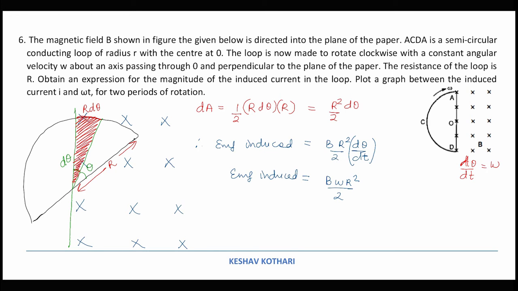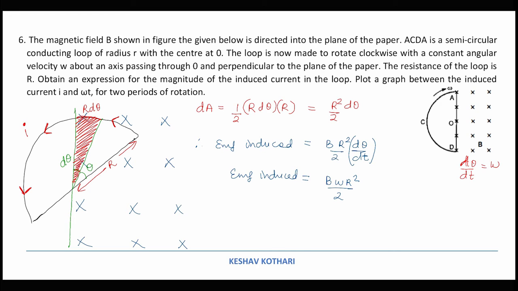Now what more must be kept in mind is, as this loop is introduced into this region, what is going to happen over here is, in the first case, as the loop is getting introduced, the magnetic flux associated with this loop is increasing, so the current will be induced in the anti-clockwise sense. The induced current is such that it opposes the cause producing it. So it is in anti-clockwise sense, and we treat anti-clockwise current as positive.